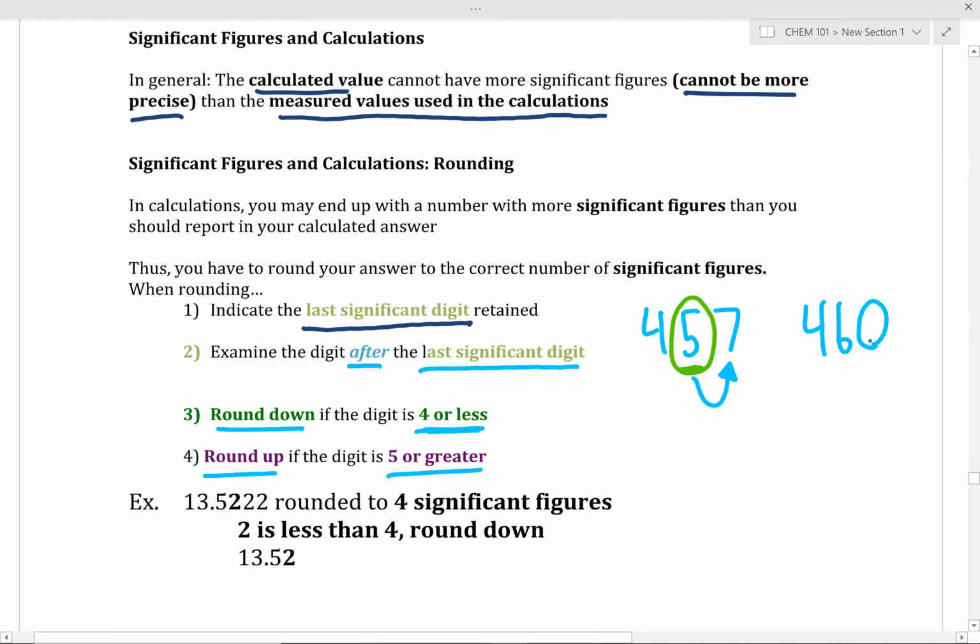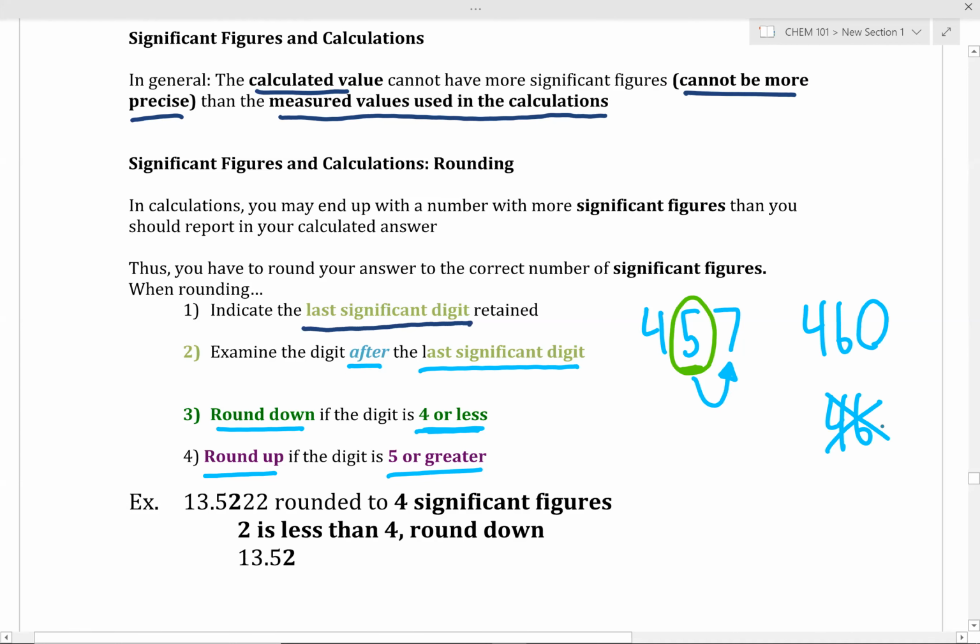Now, one thing to keep in mind, make sure to respect the magnitude of your number. This digit doesn't disappear if you're dealing with a particularly large number and you're rounding. You need to hold this place using a 0, right? It doesn't turn into 46 just because you've rounded, right? Does that make sense? Okay.